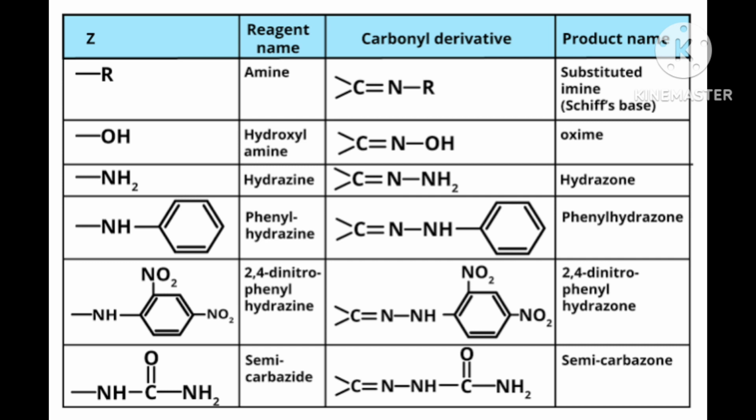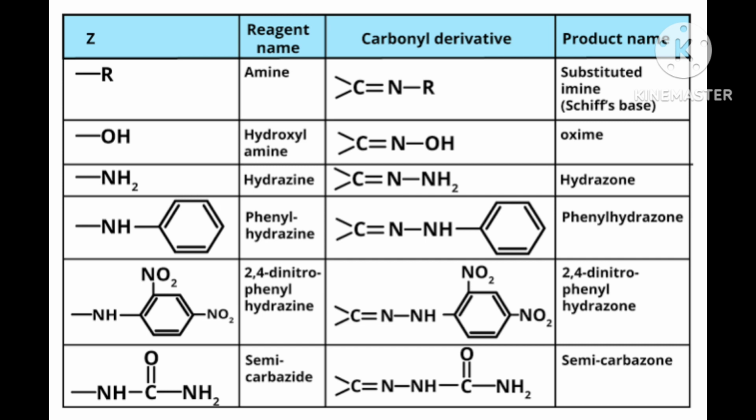Now next, suppose in the place of Z, NH2 is there. Then it will be called hydrazone. Hydrazone means when a carbonyl reacts with hydrazine, it will form hydrazone. What I told you, in the place of Z, you write the Z value. If Z is NH2, then it will form hydrazone.